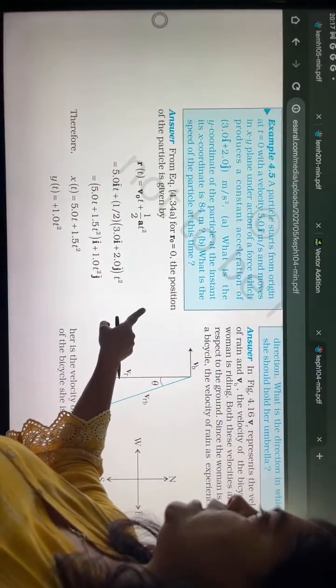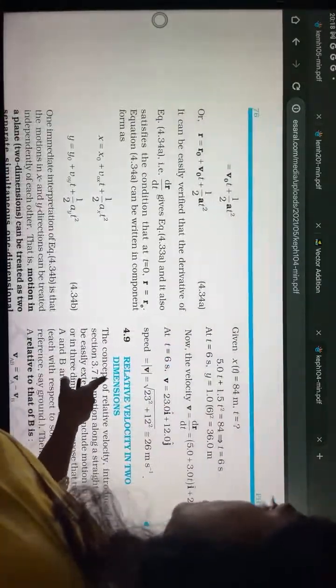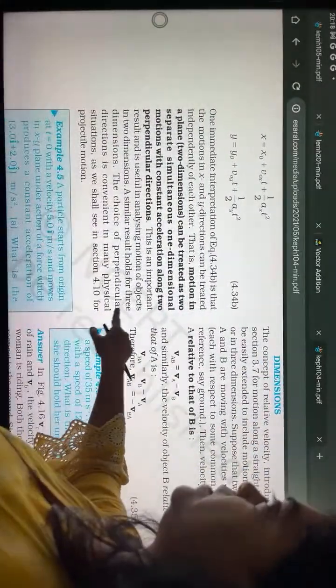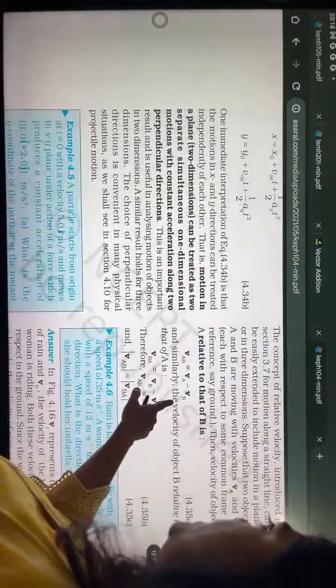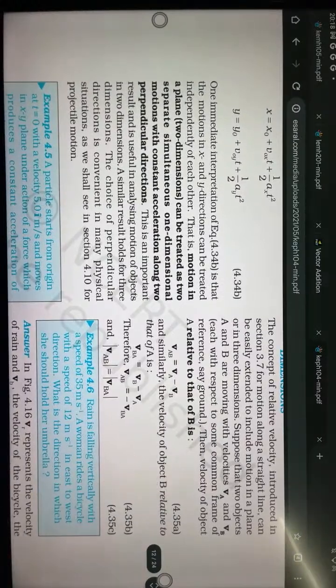So can you see all these examples? Okay, you can see this example and come, take it as a homework assignment. Then, what is the relative velocity? We have seen relative velocity.